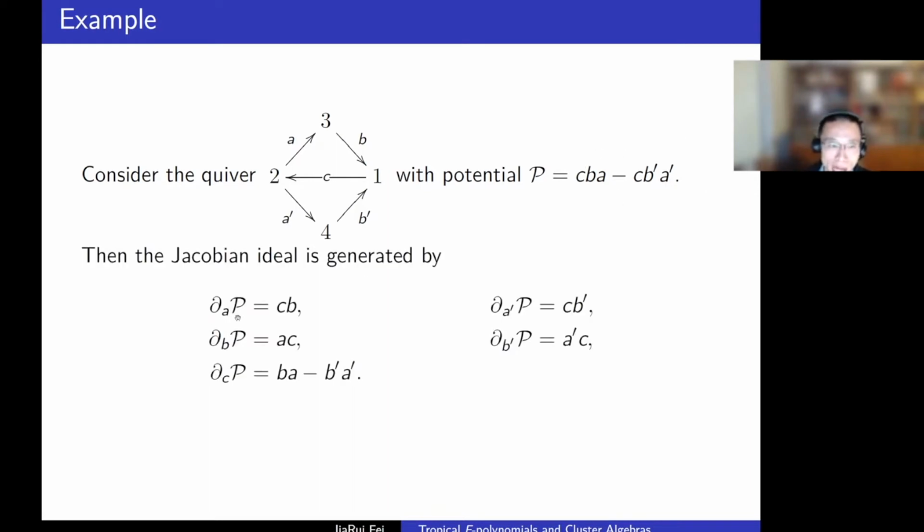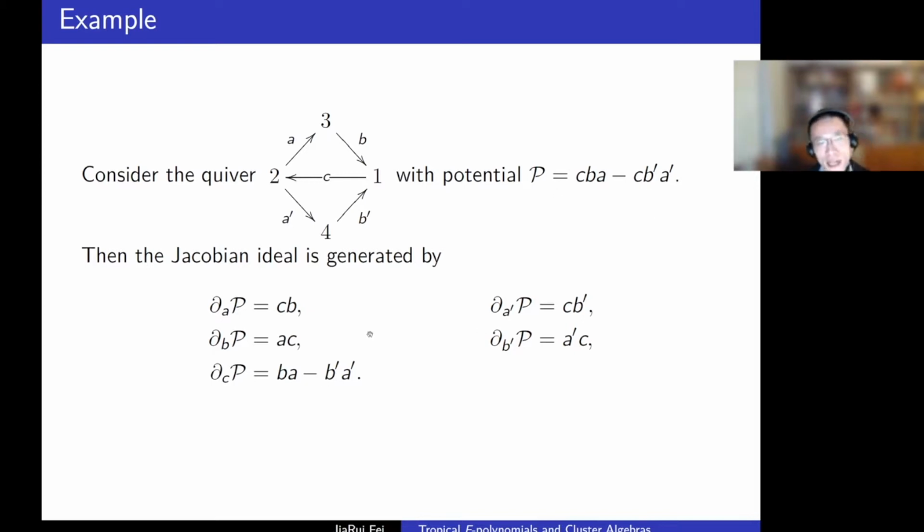Then we apply the partial derivative. Since this is a non-commutative algebra, somehow the derivative actions still work really like the commutative case. As you can see here, if you take the derivative with respect to A, we get CB, just like taking it here, and the rest vanishes. A special situation is if you take the partial derivative with respect to the arrow C, you will get a two-term expression.